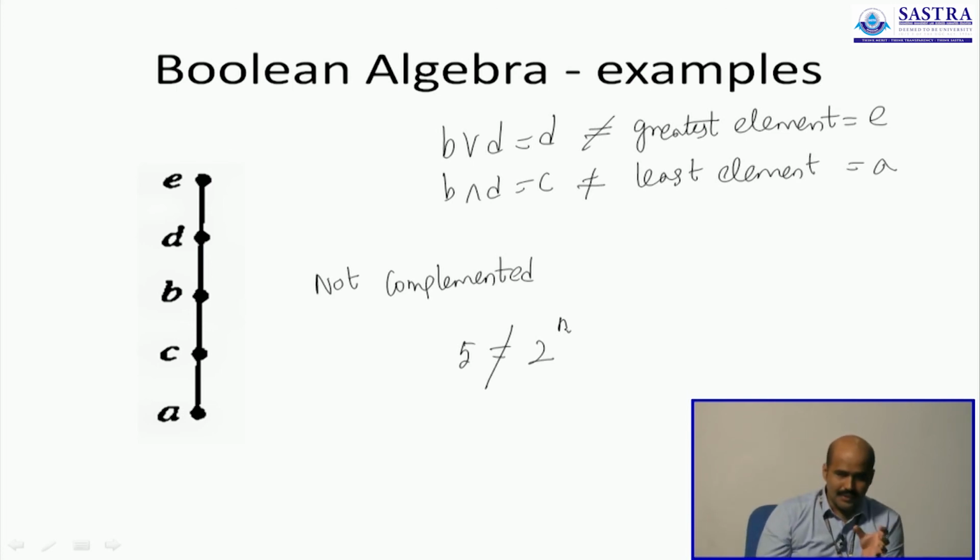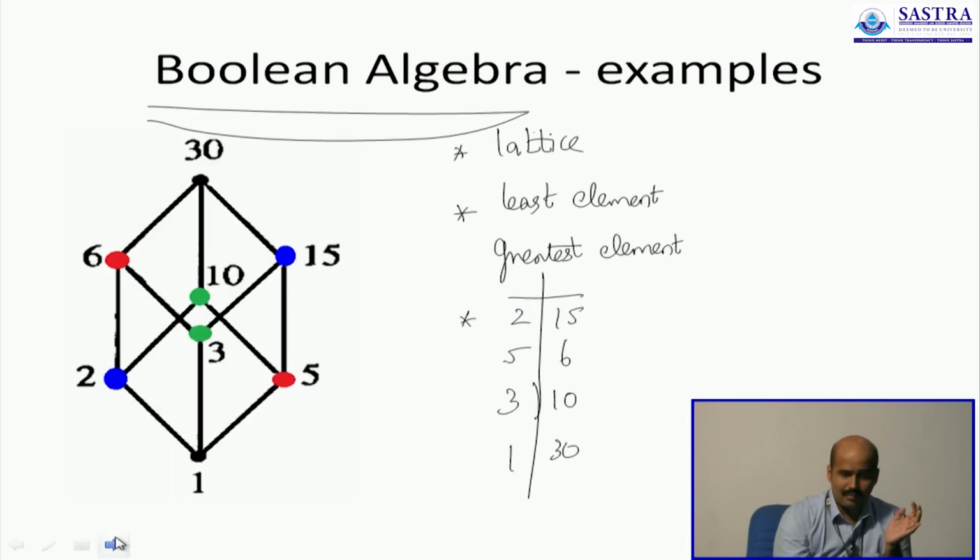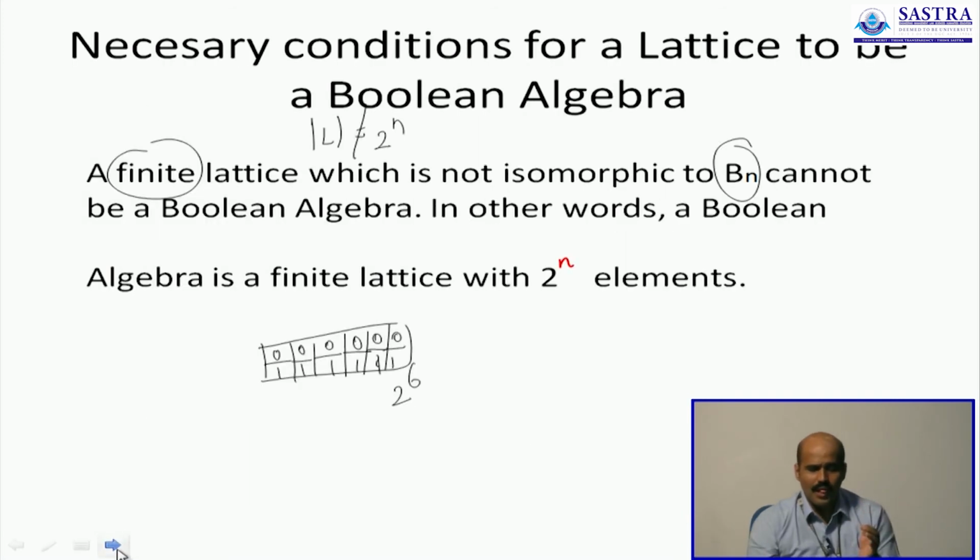So the number of elements is not a power of 2, and if that's not followed, you cannot have a Boolean algebra. So what does it say? If a lattice is not isomorphic to Bn, it cannot form a Boolean algebra. A Boolean algebra is a finite lattice with these many elements.